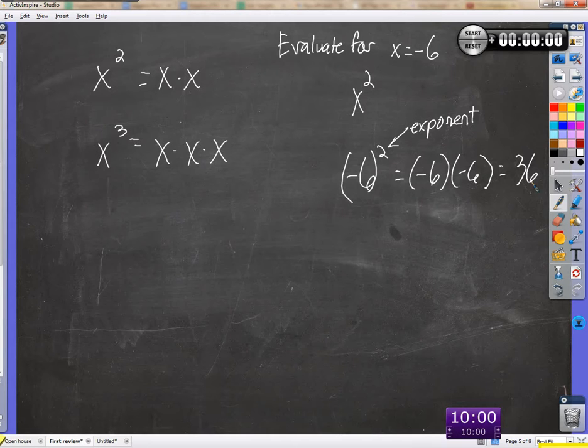I think that's, no, that's almost as far as I wanted to go.